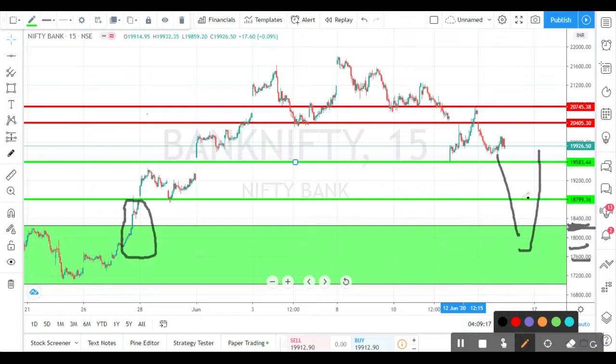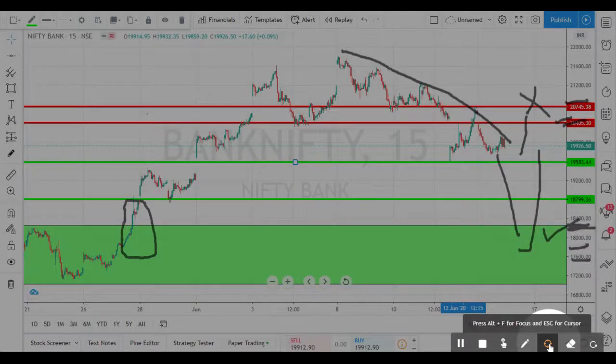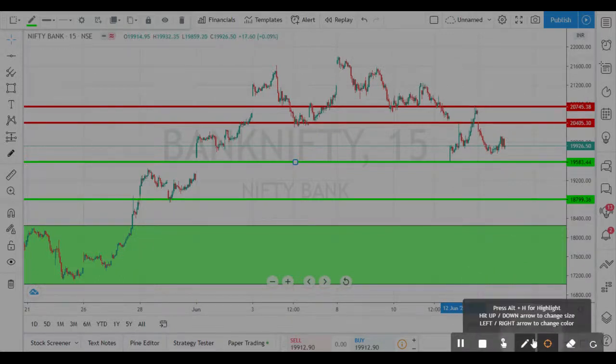Market selling pressure will be there because market is in a downtrend on the lower time frame. If the market moves higher also, we will plan for short sell around 20,745 and 20,405. At all this area also we will go for short sell, we will not buy. Our buying area is at 18,400 and 18,000. So my friend, this is our analysis for the market.